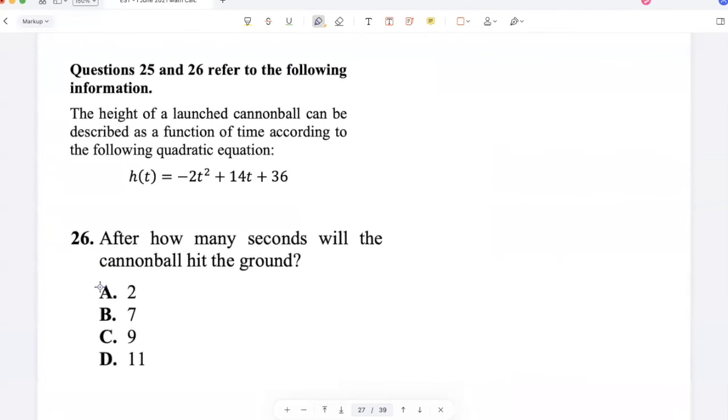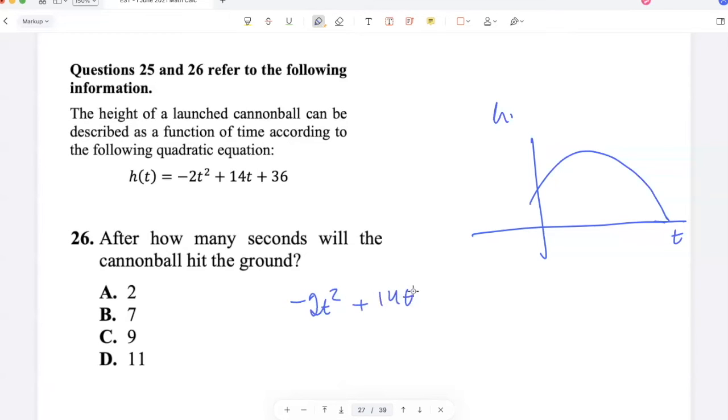Okay, the same question. After how many seconds will the cannonball hit the ground? So this is how it looks, right? So I have to, this is time and this is height. So it will hit the ground when the h value becomes 0. So minus 2t squared plus 14t plus 36 should be 0.